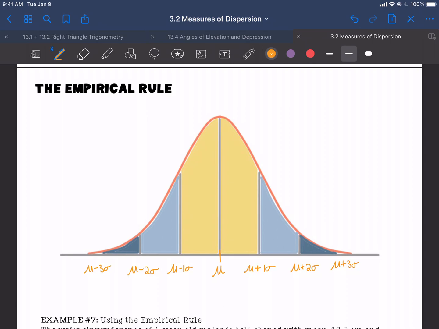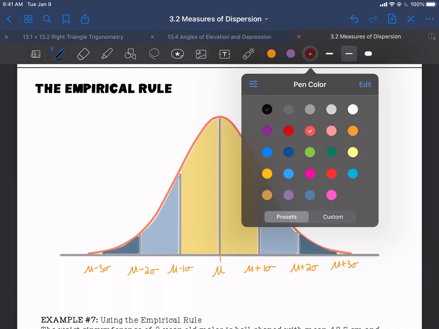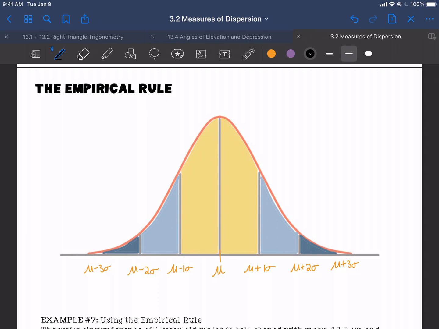All right, so what the empirical rule says is that 68% of the data lies within 1 standard deviation. So 1 standard deviation below and above the mean. That's where 68% of the data will lie.